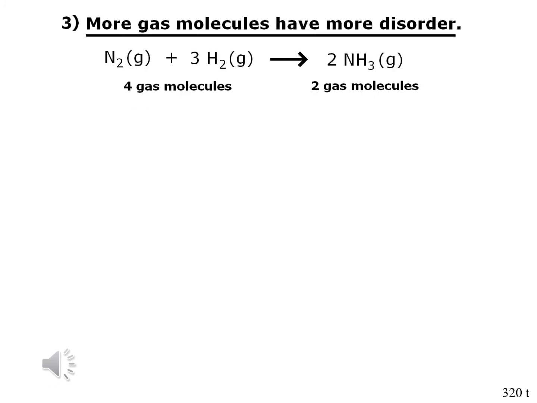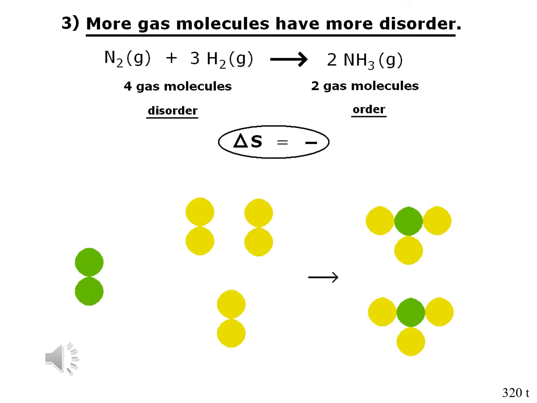The third one is that more gas molecules have more disorder. What I mean by that is, for example, in the reaction I showed, there's 4 gas molecules on the left and 2 on the right. The ones on the left have more disorder because there's more molecules. It's pretty easy to see why more molecules have more disorder.